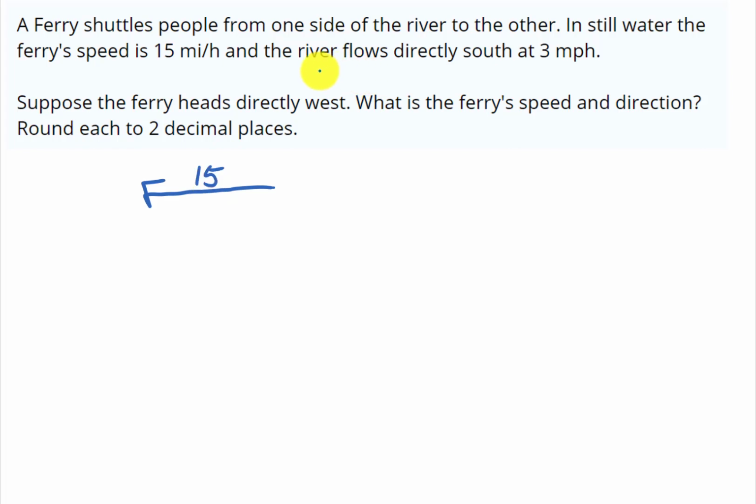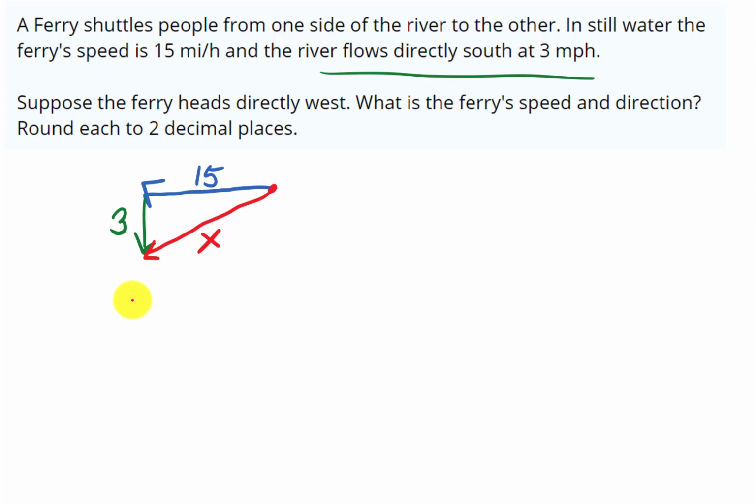Now we have the river flowing directly south. So the river is going south at 3 miles per hour. The resultant vector is where we started to where we ended up, and that's the direction that the ferry is going to head. We want to know its speed and its direction. So we want to find the length of this vector, because that would be its speed, and then we also need to find an angle.